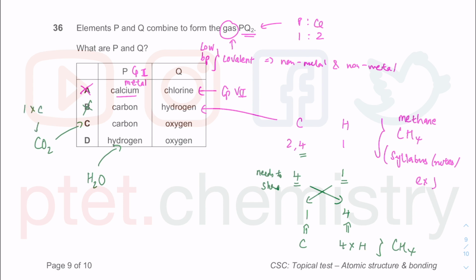1 times carbon, 2 times oxygen. Here, your P is hydrogen, so 2 times hydrogen, 2 times P, and 1 times oxygen, 1 times Q. So it cannot be D because you only want 1 of P and 2 of Q. This is 2 of hydrogen, 2 of P. So it comes down to whether you know your formula as stated in the syllabus. Candidates should be able to state the formula of the common things as stated in the syllabus.